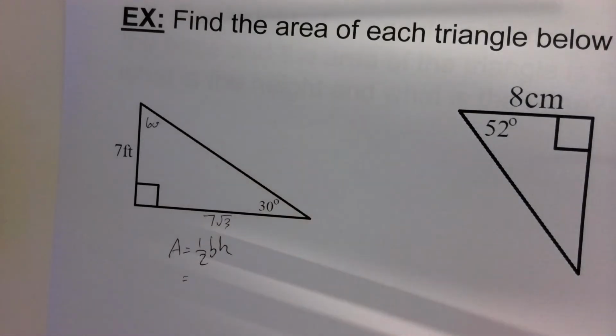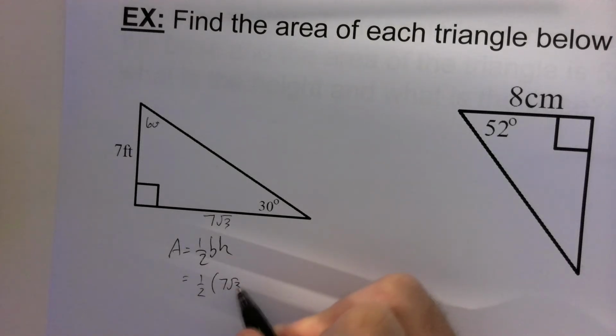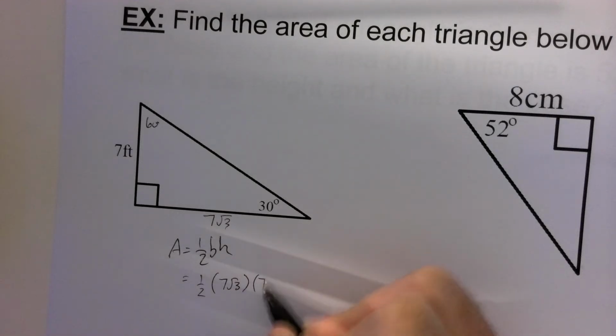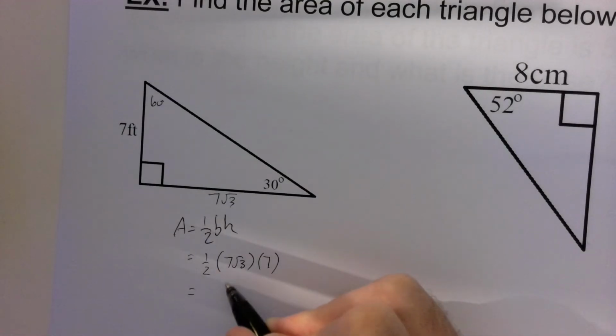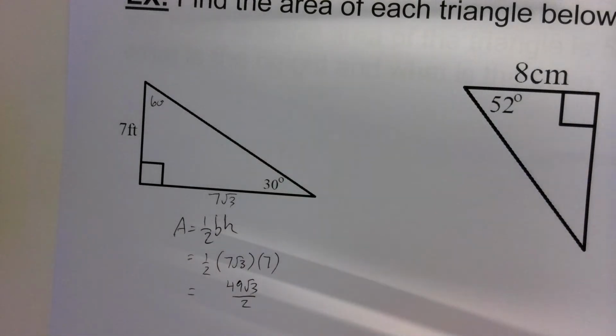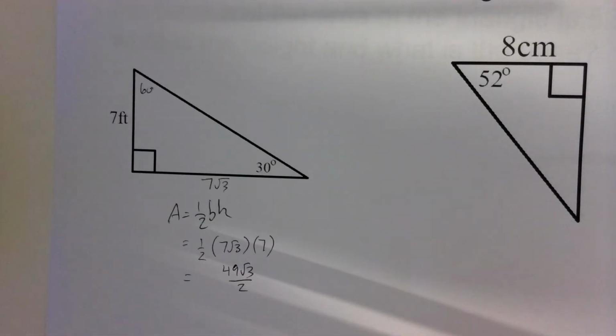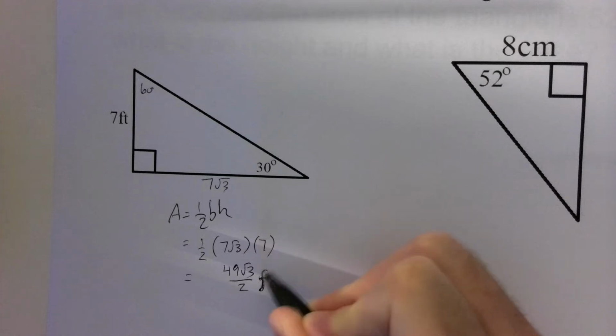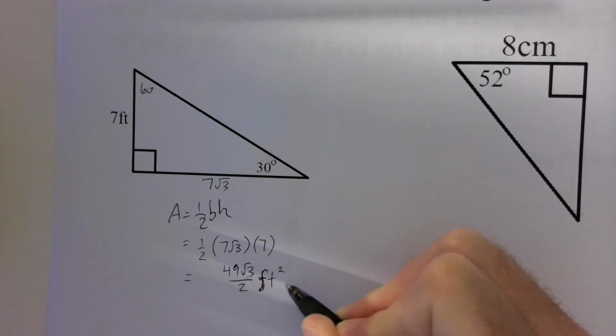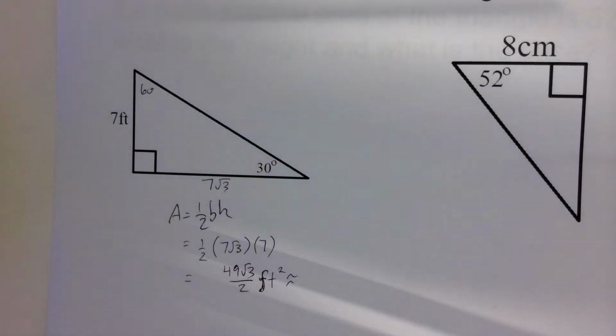And so for this one, that's going to be 1/2 of 7 square root 3 times 7. And if we left this as an exact answer, that's 49 square root 3 divided by 2. Now this is the exact answer. A lot of times they're going to tell you to round off. So I'm going to just leave this as feet squared. If they told us to round off, you would go ahead and type that into your calculator.